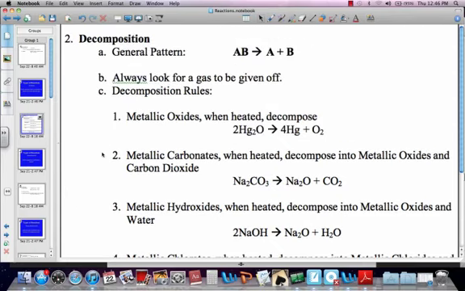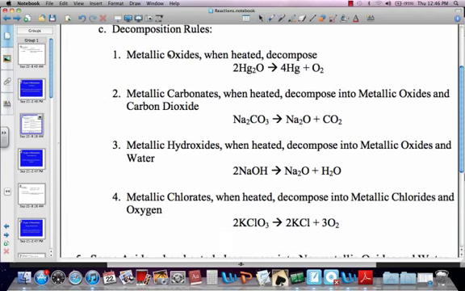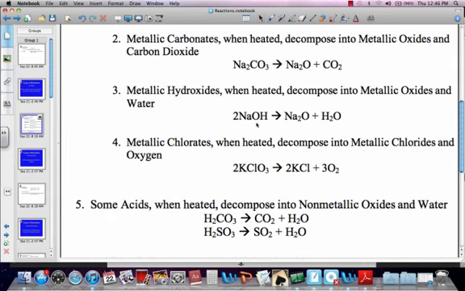Here are some rules that you have to have memorized for decomposition. Metallic oxides, when heated, always break down into a metal and oxygen gas. Metallic carbonates, when heated, decompose into metallic oxides and carbon dioxide gas. Metallic hydroxides, when heated, decompose into metallic oxides and water. Metallic chlorates always break down into metallic chlorides and oxygen gas. This is the reaction that we did with the gummy bear demonstration.